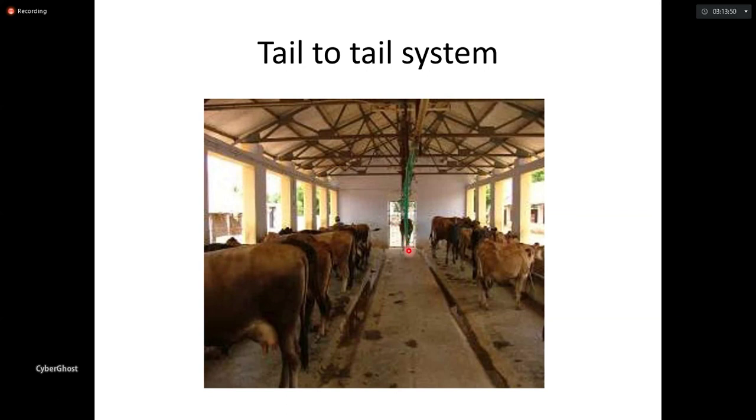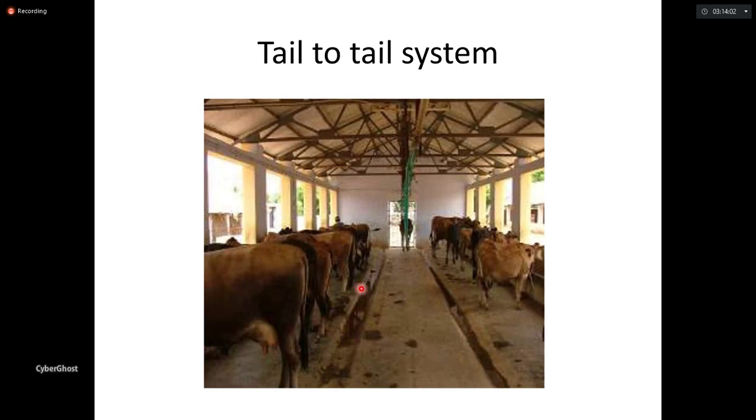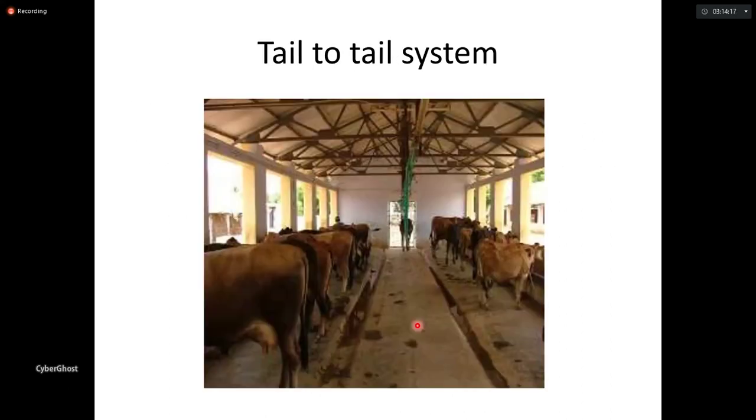Right, the same thing I have mentioned here: the wide middle alley makes the cleaning process and milking process very easy, because all the fecal matters and urine are collected over here, right? Milking can be done from this middle, and all the fecal matters collect into the middle, so cleaning everything is easy, and also the animals are facing outside.